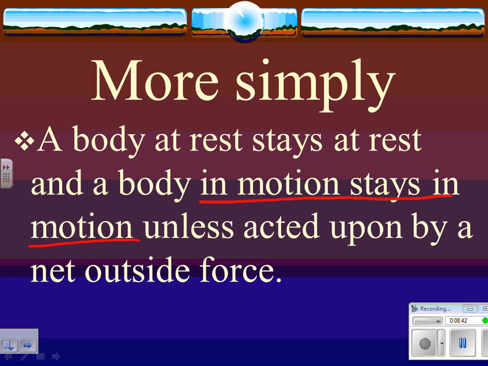The other word we need to make sure we understand is net. What does that mean? Total. Exactly. You need to look at all the forces acting on an object and add them up, remembering that forces are vectors. And the resultant you get is the net force acting on an object.